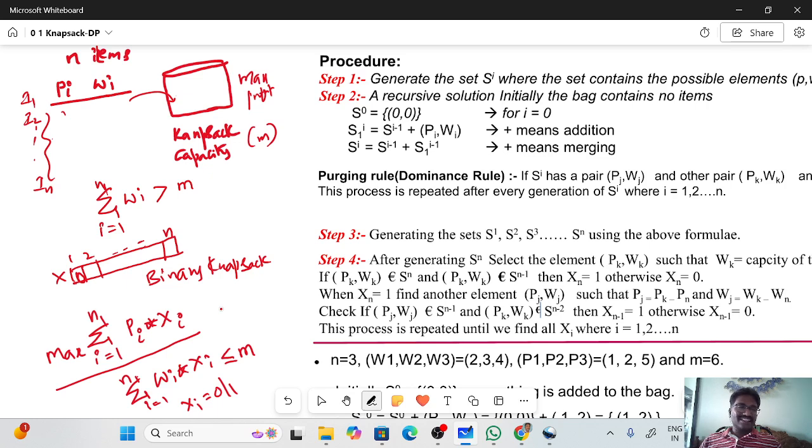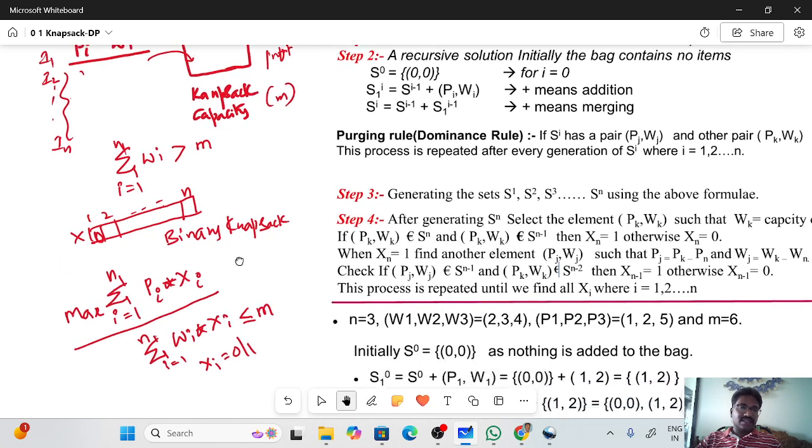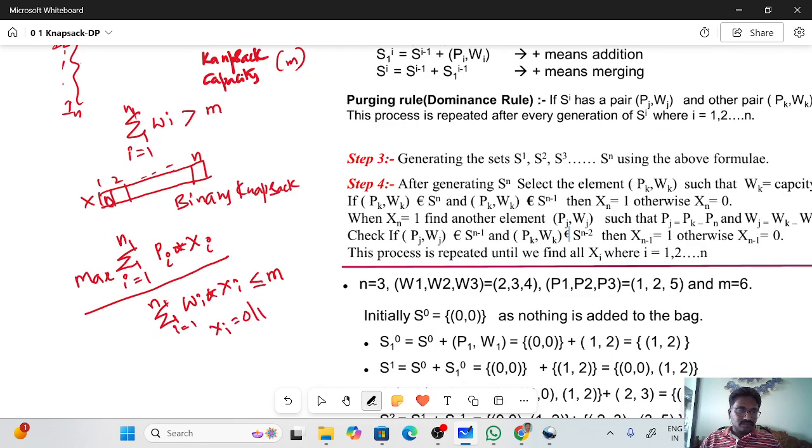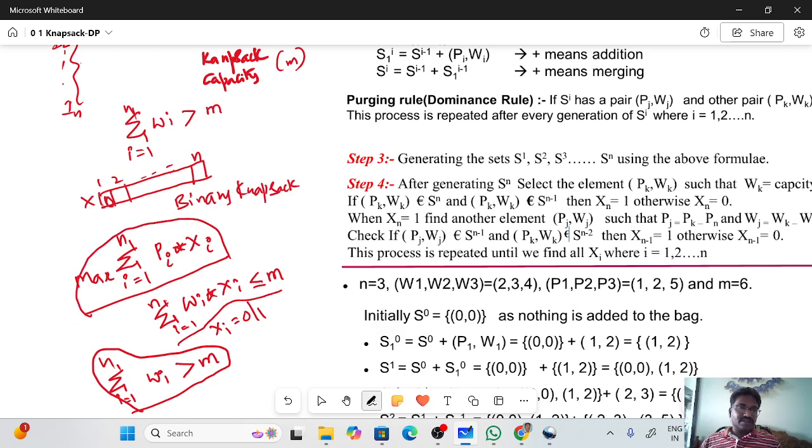And what is the initial constraint? The sum of all items' weights must be greater than our knapsack capacity. Then only do we consider this a problem. Otherwise, all the items would be placed into the knapsack and we would get all the profit. So with this equation we find the profit, and with the other equation we check whether the weight of the items we place in the knapsack is less than or equal to our knapsack capacity or not. Now this is the problem statement.